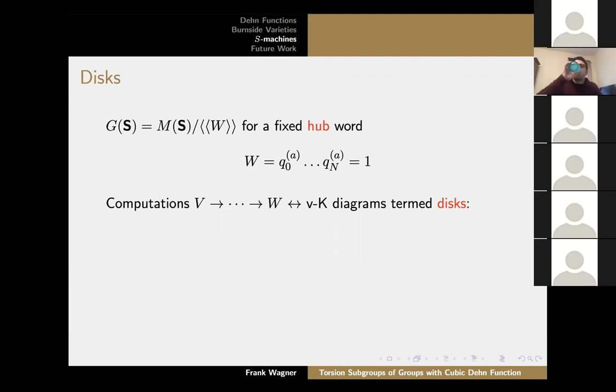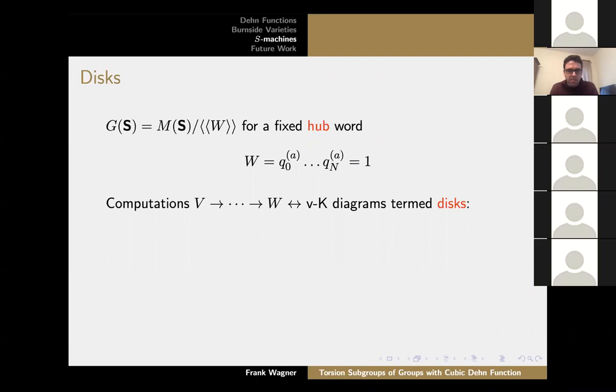Okay, so the last group, the group that I actually end up using the most here, is this group G of S, which is the group we just defined, but modded out by the normal closure of this one word, a fixed word that's admissible. It usually just has Q letters in a row, specific ones that I care about, and that will now be one. That's what I call the hub word.